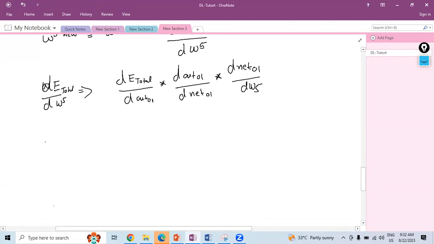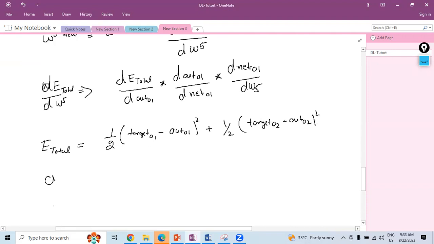Now, if I talk about the E total formula that we have already seen, it will be 1/2 (target O1 minus out O1) square plus 1/2 (target O2 minus out O2) square. I want to calculate dE total divided by d out O1. This second term will become 0, guys, because it doesn't contain any out O1. It is a constant value because it doesn't contain out O1, so this will become 0.